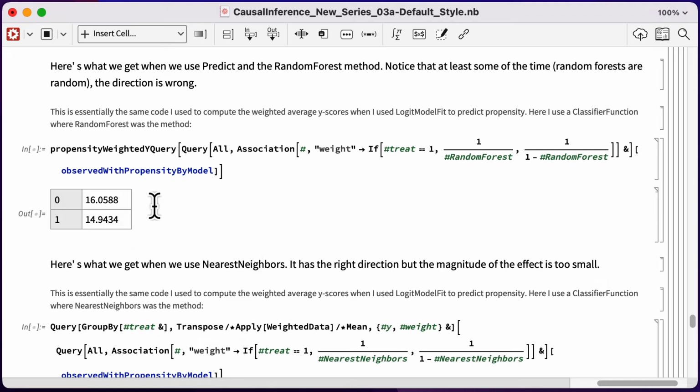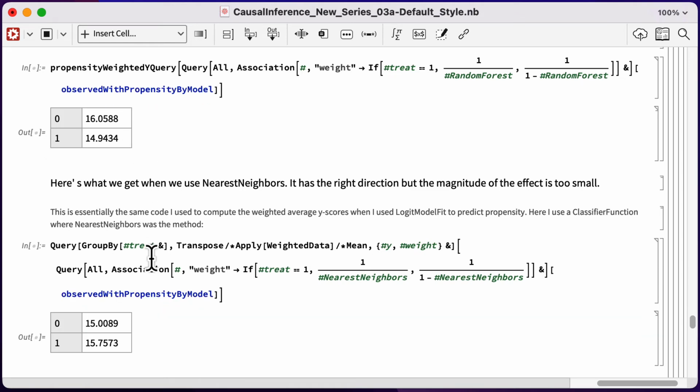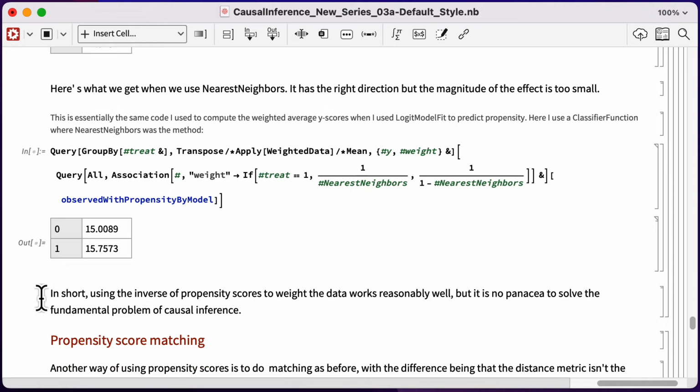And in fact, when I did it this way, you can see when I used random forest, it got the result wrong, backwards. And so this is a problem. Using the inverse of propensity scores to weight the data works reasonably well, but it's not a panacea.